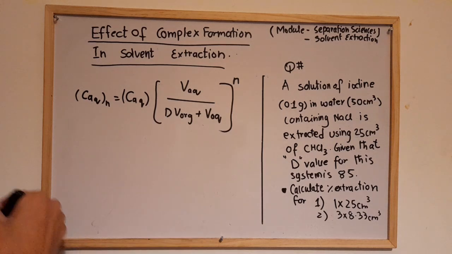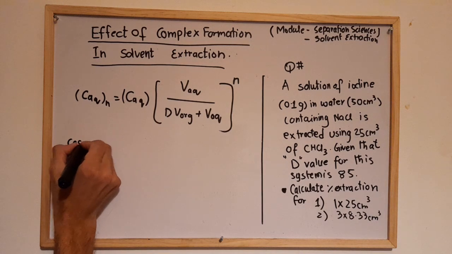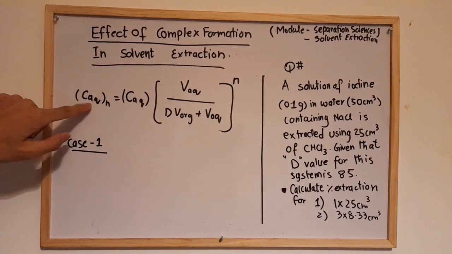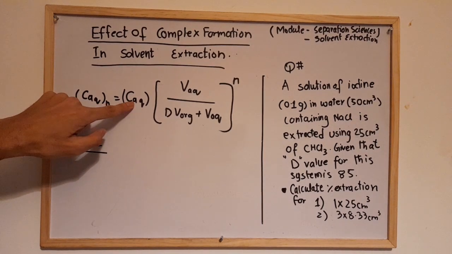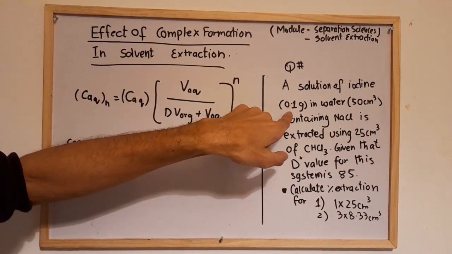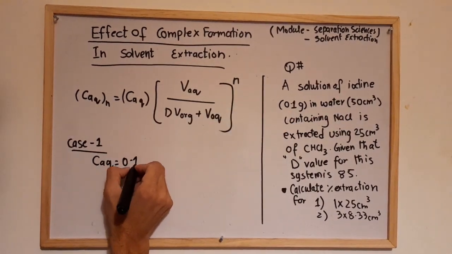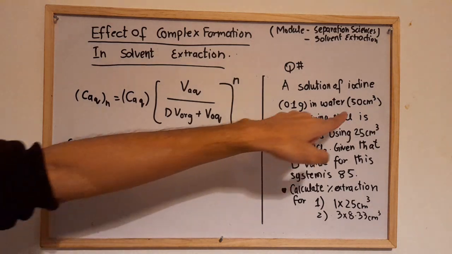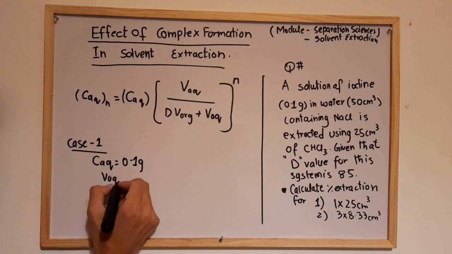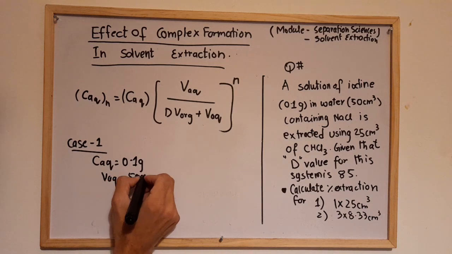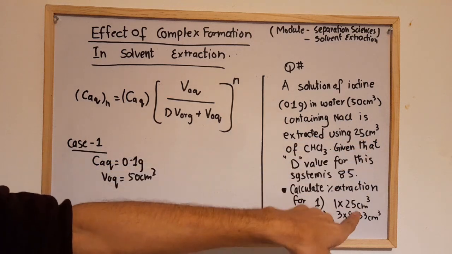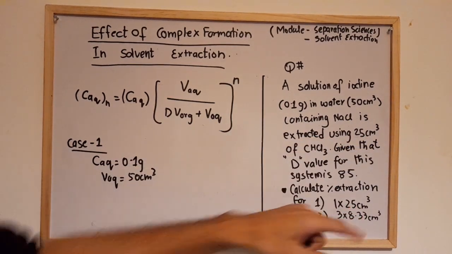So for the first case, for this C_AQ^n, we have to calculate this one. C_AQ is equal to, that's the initial concentration, that is 0.1 gram. Then comes water, that's the V_AQ, that is 50 centimeter cube, extracted using 25 centimeter cube for the first case we're solving.